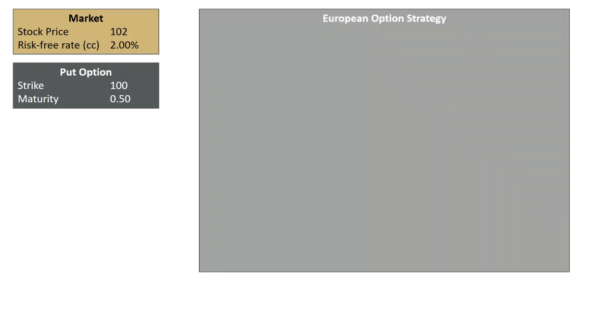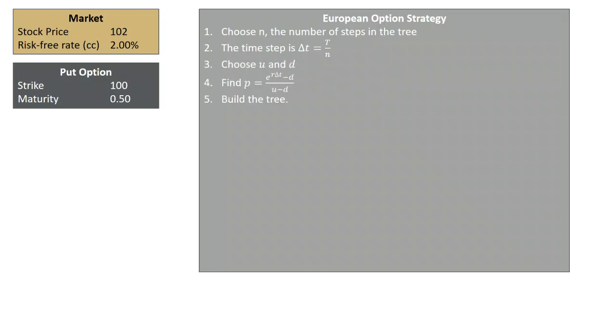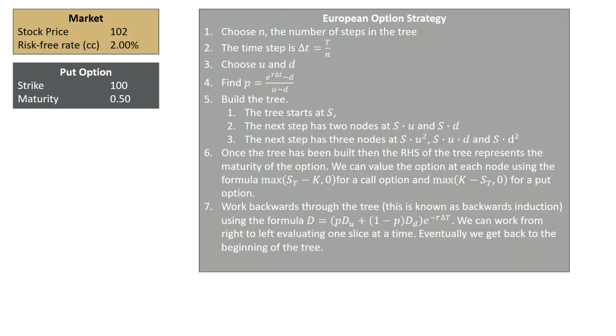So again, the strike of this option is 100. The maturity of this option is half a year. The underlying asset is a non-dividend paying stock with a price of 102, and risk-free interest rates are 2% on a continuously compounded basis.